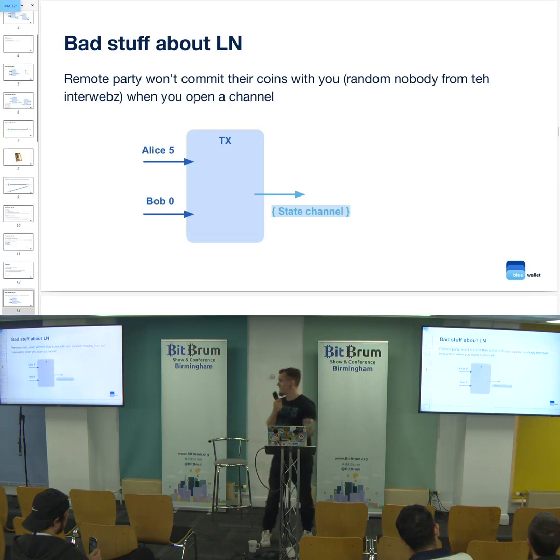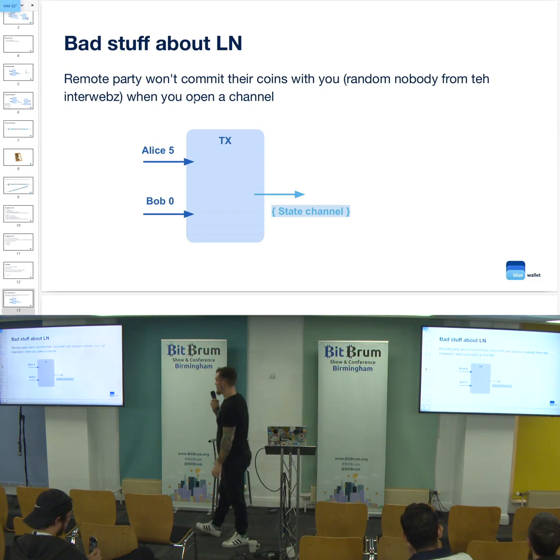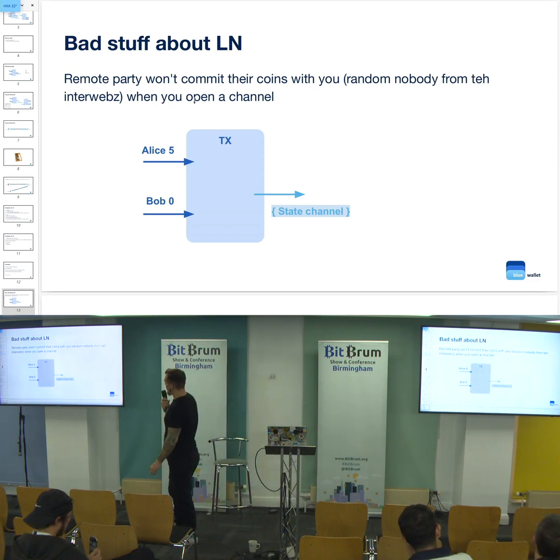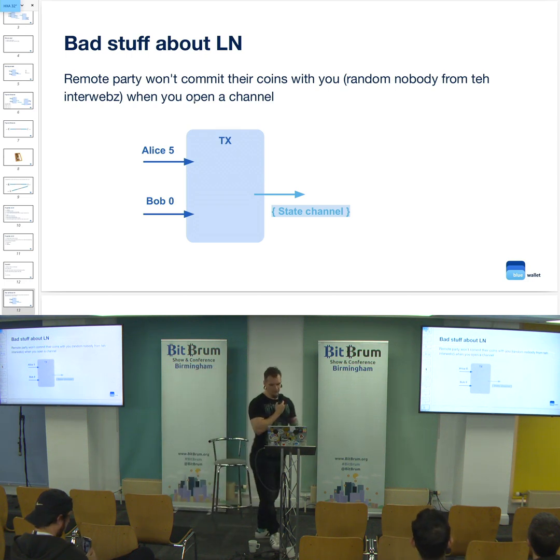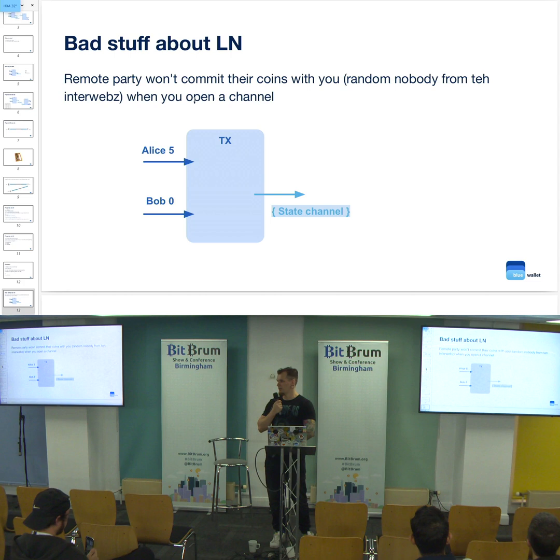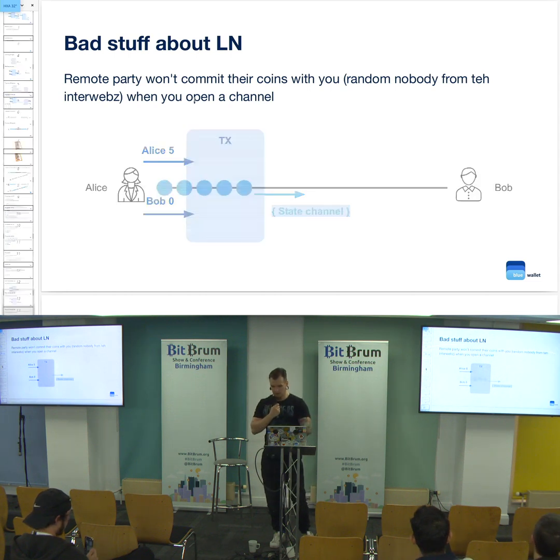Okay, let's talk about bad stuff in the Lightning Network. Well, first of all, when you're opening a channel, the remote node won't commit coins with you. So you're opening a channel with coins from your side and 0 coins from the other side. Because if you're a random nobody from the interwebs, nobody wants to lock their coins with you.